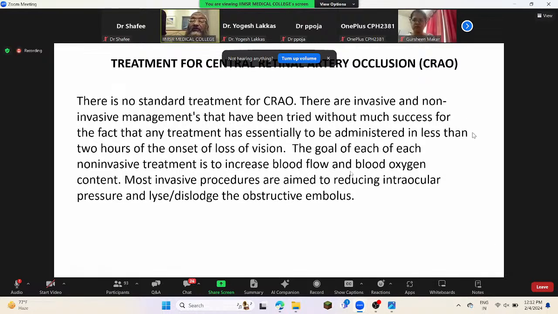At the very outset, one should know very clearly that there is no standard treatment for CRAO. There are invasive and non-invasive managements that have been tried without much success, and any treatment has essentially to be administered in less than 2 hours of the onset of loss of vision. The goal of each non-invasive treatment is to increase blood flow and blood oxygen content. Most invasive procedures are aimed at reducing intraocular pressure and to lyse or dislodge the obstructive embolus.